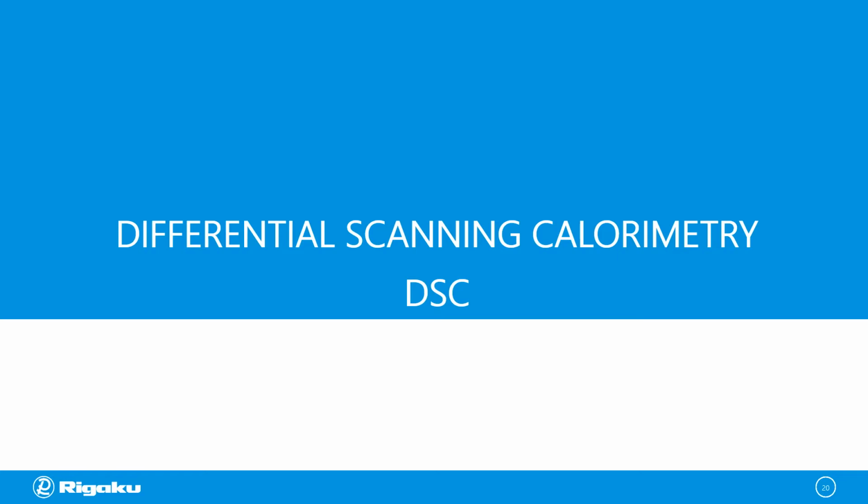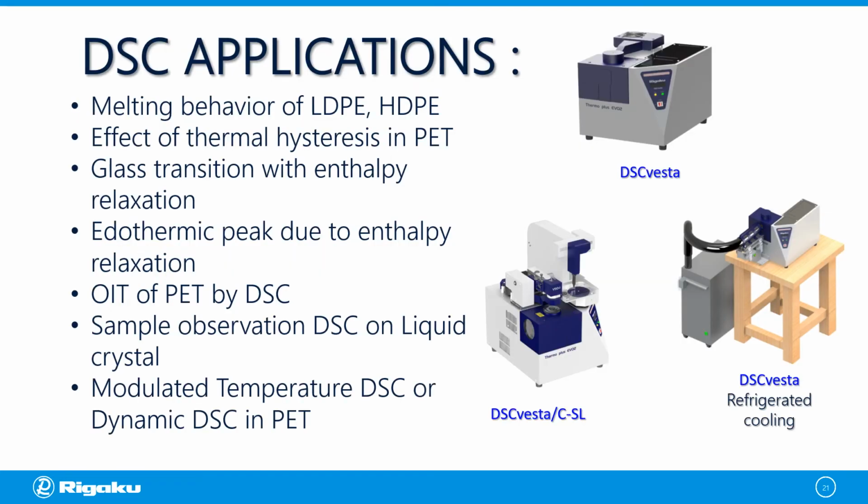From this slide onwards, we will be introducing applications using differential scanning calorimetry, or DSC. For DSC applications, we will be discussing melting behaviors of low-density polyethylene and high-density polyethylene, the effect of thermal hysteresis in PET, glass transition with enthalpy relaxation and how it is affected by different cooling rates, measurement of oxidation induction time in PET by DSC, sample observation DSC on liquid crystal material, and we will be introducing an application using modulated temperature DSC, or dynamic DSC, in PET.